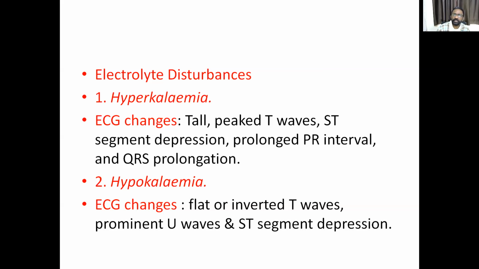In hypokalemia, ECG changes are very characteristic. ECG changes in hypokalemia are flat or inverted T waves, prominent U waves, and ST segment depression. These are the characteristic features of ECG in hypokalemia. The treatment is you should give potassium chloride by syringe pump.